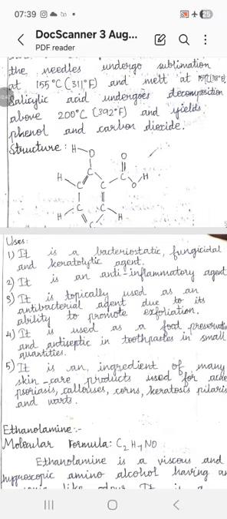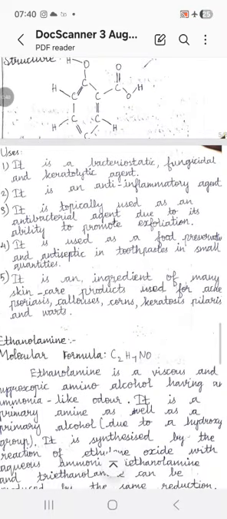Salicylic acid is a bacteriostatic, fungicidal, and keratolytic agent. It is an anti-inflammatory agent. It is topically used as an antibacterial agent due to its ability to promote exfoliation. It is used as a food preservative and antiseptic in toothpaste in small amounts.